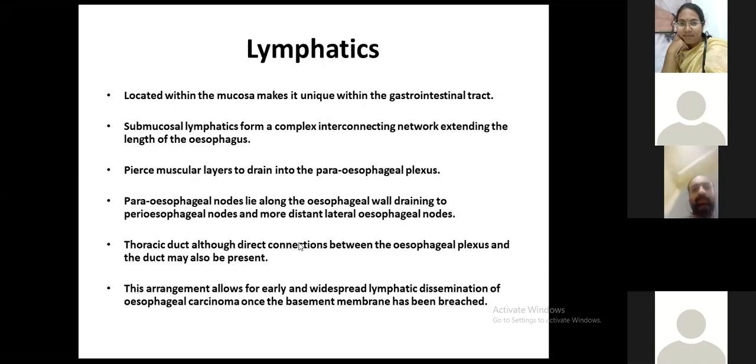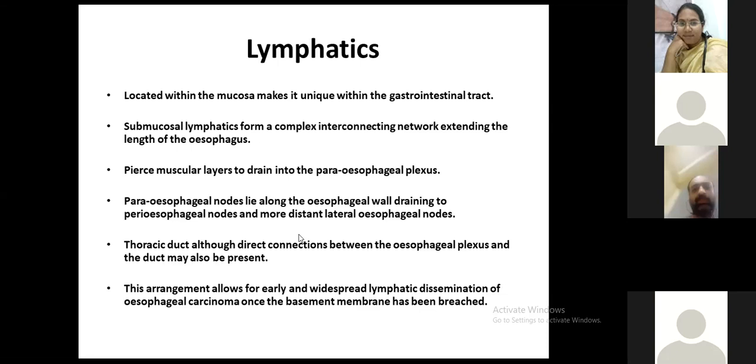Okay. Carry on. So next, going on to the lymphatics of the esophagus, which are located within the mucosal layer of the GIT. The submucosal lymphatics form a complex interconnecting network that extends along the esophagus. Some of these channels pierce the muscular layer of the esophagus to drain into the paraesophageal plexus. From there, it drains into the paraesophageal nodes, which lie along the esophageal wall, draining into the periesophageal nodes and more distant nodes as well.